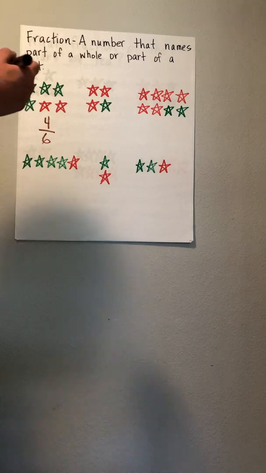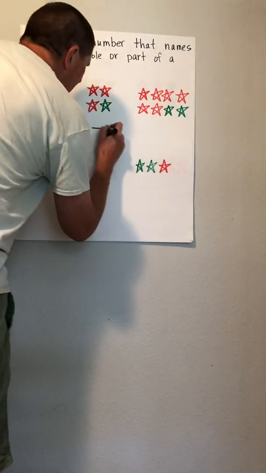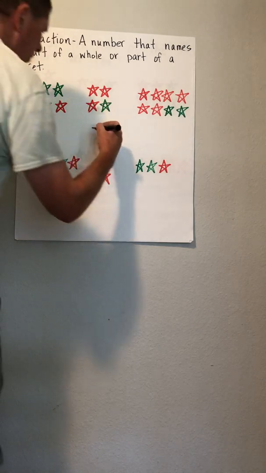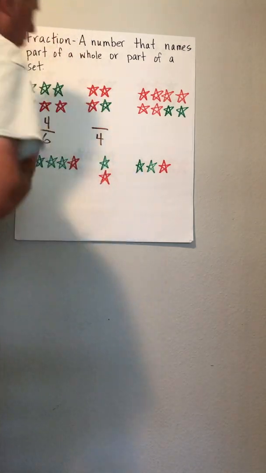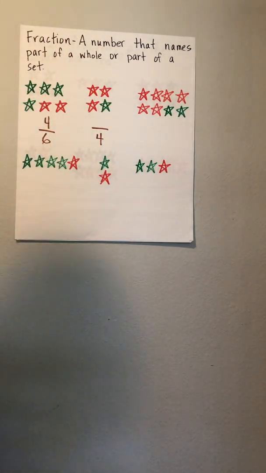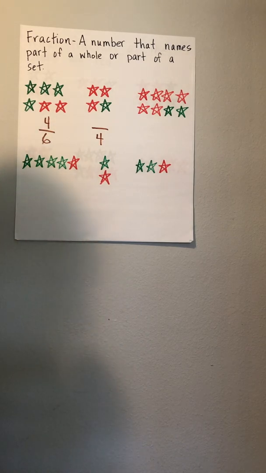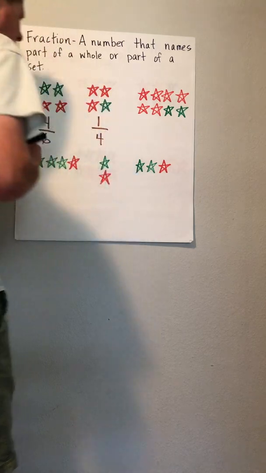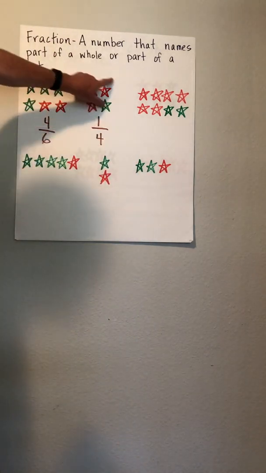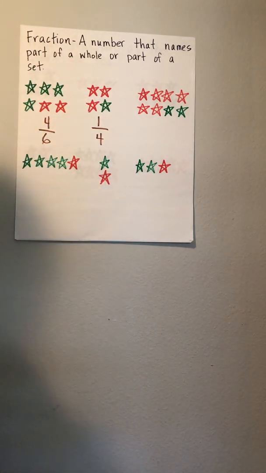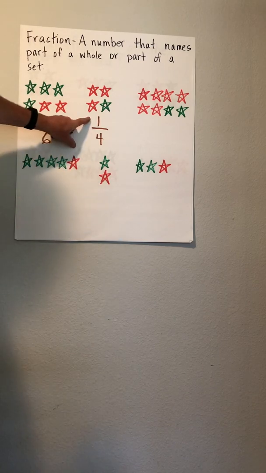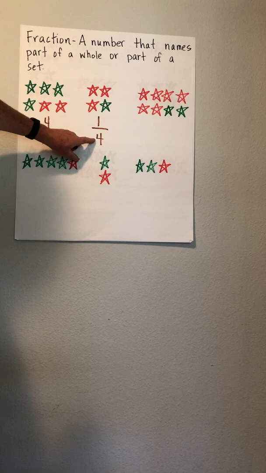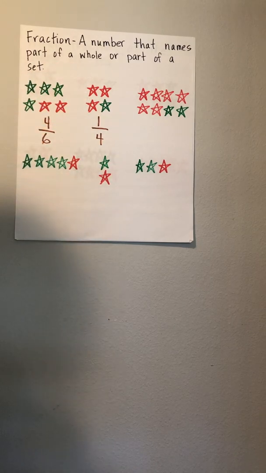Okay, let's take a look at this problem. How many are there all together? 1, 2, 3, 4. So there are 4 all together. Now, how many of them are green? Just 1. So, in this group, how many stars are green? 1/4, or 1 out of 4 are green.